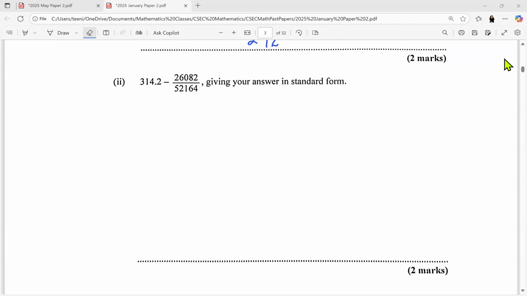Same thing, 313.7, right? Not just 313. Yeah, 0.7. Okay, right. So 313.7 is the answer. And if we have to write this in standard form, it means we need to write it as a number between 1 and 10 multiplied by a power of 10.